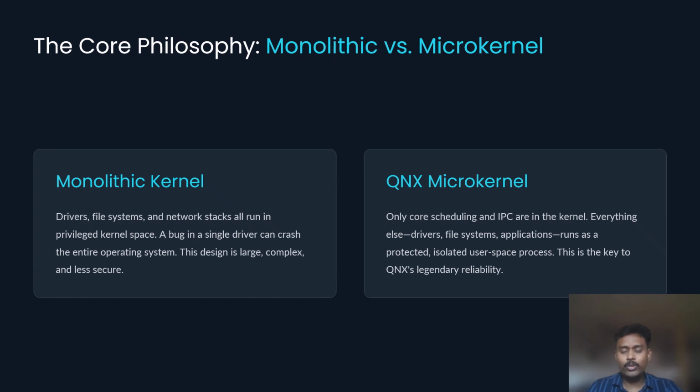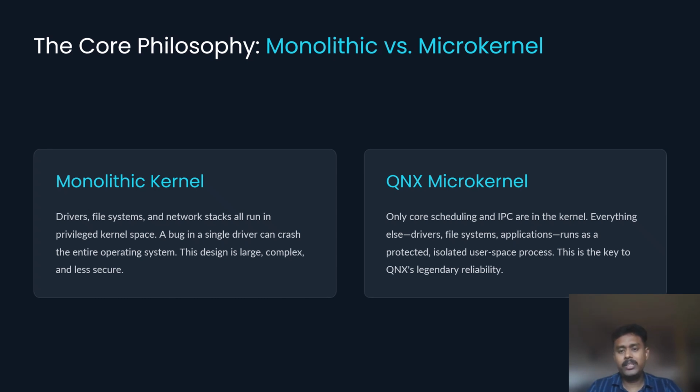Before getting to know about the core architecture, I would like to give the basic differences between the kernel types, that is monolithic kernel and the microkernel. If we see the monolithic kernel, the file systems, drivers, and network elements which are present on the stack are going to be running in the privileged kernel space. So if there is any issue happening in one end, for example in a driver or a file system, that can crash the entire operating system. This design is considered to be large, complex, and less secure.